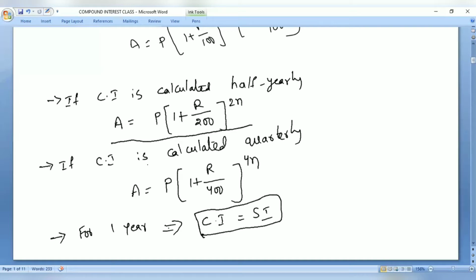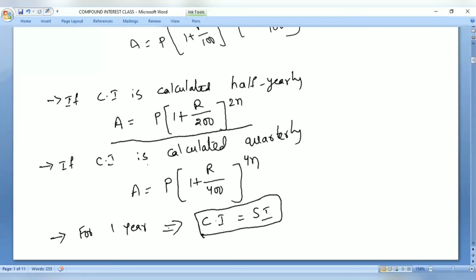Now, if you are asked to calculate directly the compound interest, the formula is P into [(1 plus R by 100) whole power N minus 1]. Similarly, if some time period is mentioned in the format of X years, Y months, then the formula for amount is P into (1 plus R by 100) whole power X, into (1 plus R multiplied with Y divided by 100). If the compound interest is calculated half yearly, the formula is A equals P into (1 plus R by 200) whole power 2N.